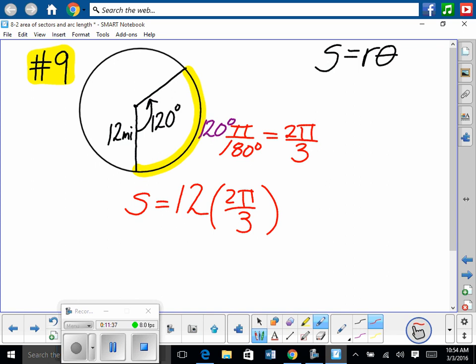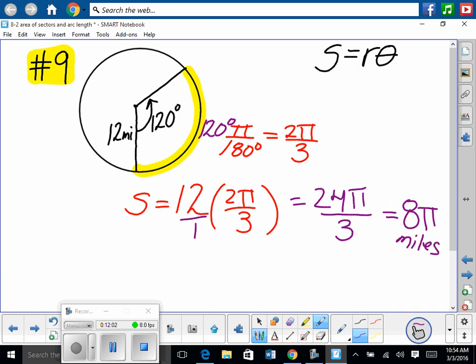Now think about it, guys. Aren't we technically multiplying a fraction with a fraction? So don't we multiply straight across? So we're going to have on top 12 times 2, which is 24 pi, and then on bottom 1 times 3. Now you take your calculator. Does 24 over 3 simplify? Yes. It's 8 pi miles. Okay? We were talking miles.